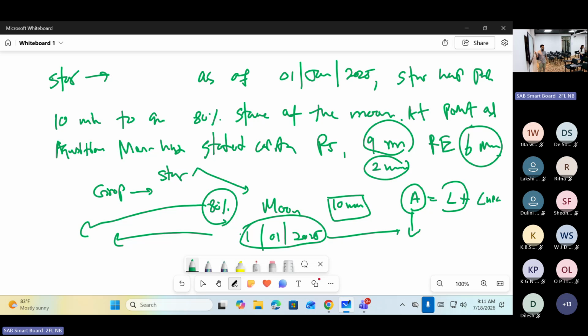Then what is the acquisition date? This is the acquisition date. The date you took the control. As at that date, we need to calculate, is there any invisible asset? Invisible asset. ඒ කියන්නේ මොකද්ද?